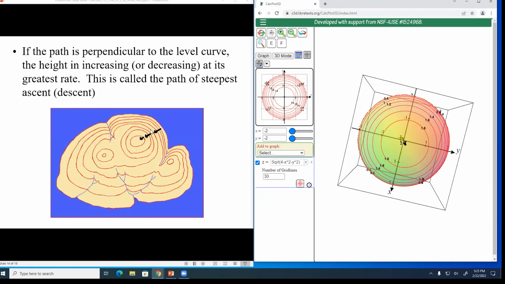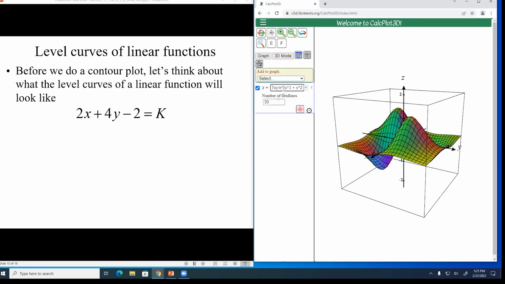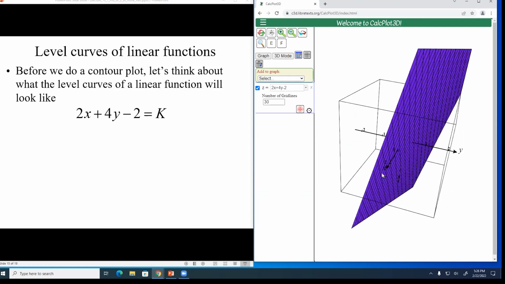So that idea of perpendicular is going to continue to be really important for us. Let's take a look at a linear function, what its level curves look like. So 2x plus 4y minus 2. All right, the all exciting plane as a graph.